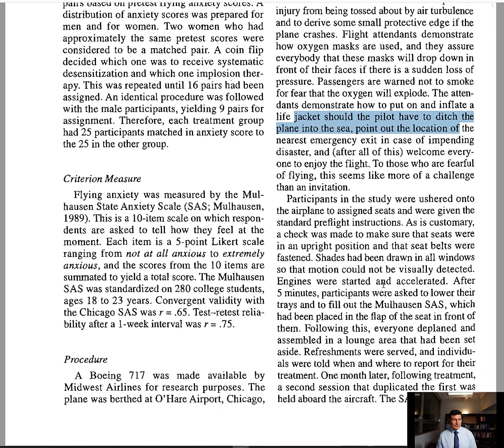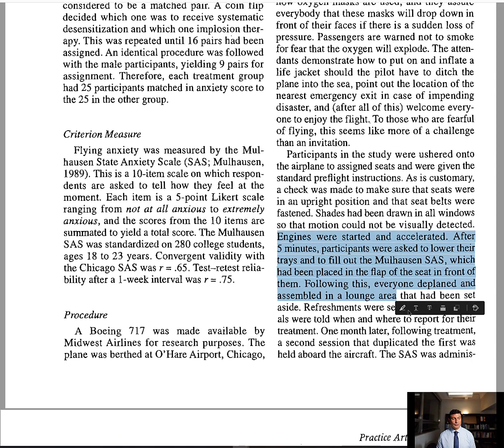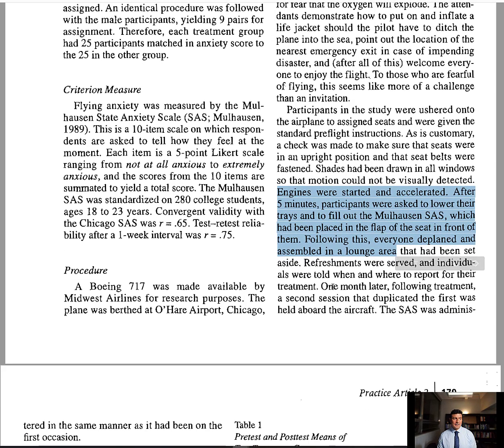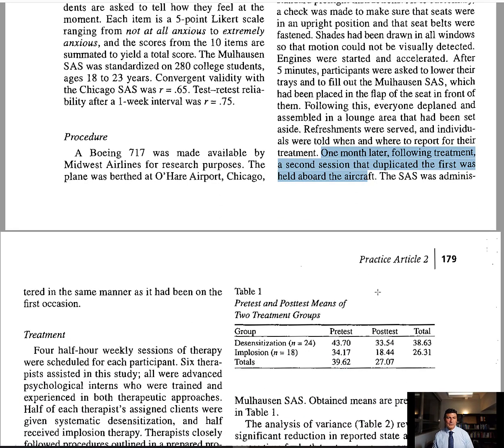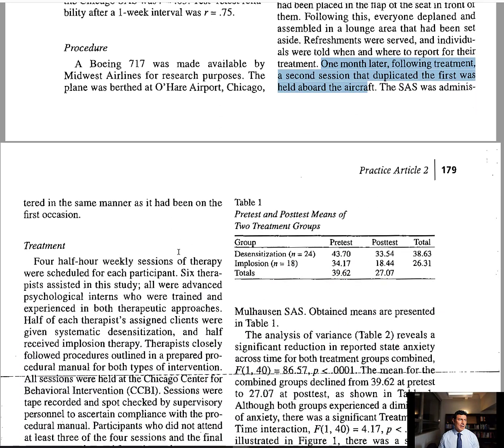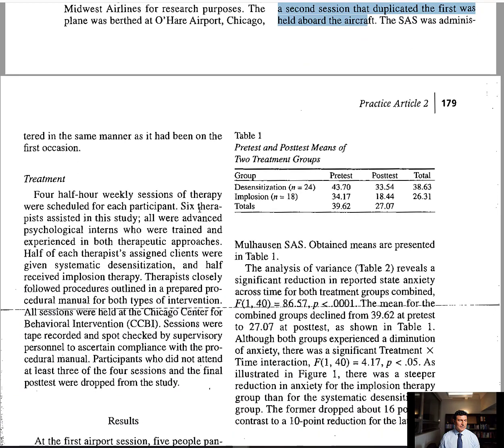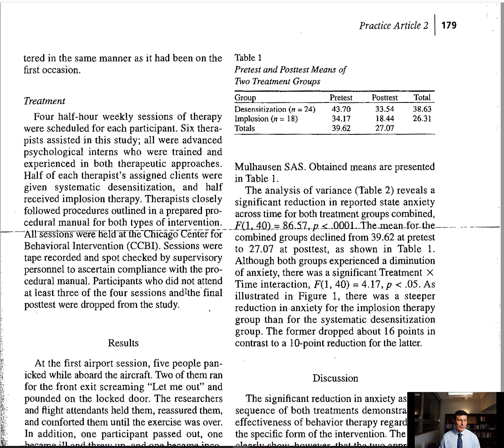And then let's see. So here's kind of the procedures. Engines were accelerated. They filled out this measure, and then they're assigned to groups. Then they go through the intervention, and a month later, they duplicate that session again with the same exact procedures. So they go on an airplane, take a measure to see how anxious they are, go through an intervention, and then get the same procedure done again for post-test. So they have a pre-test, post-test. They talk about the treatment here, and then they go into the results.